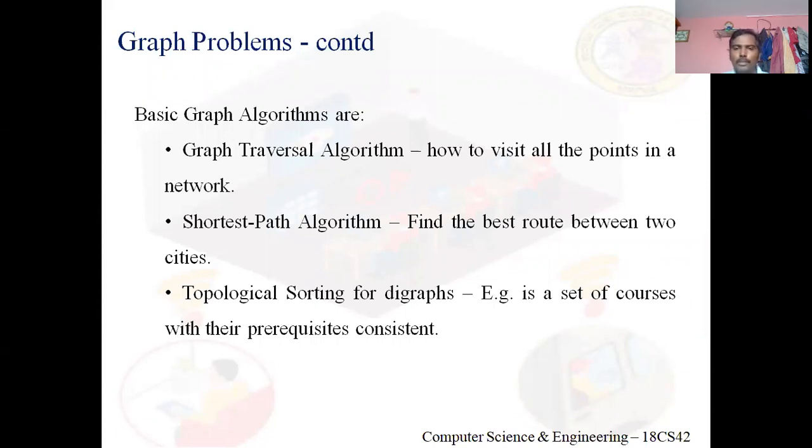Got it? So how to visit all the points in a network? Starting from any source city, how can I visit all other cities in a state when I represent the state as a graph? Okay. Next, the shortest path algorithm. So what is the advantage of the shortest path algorithm?